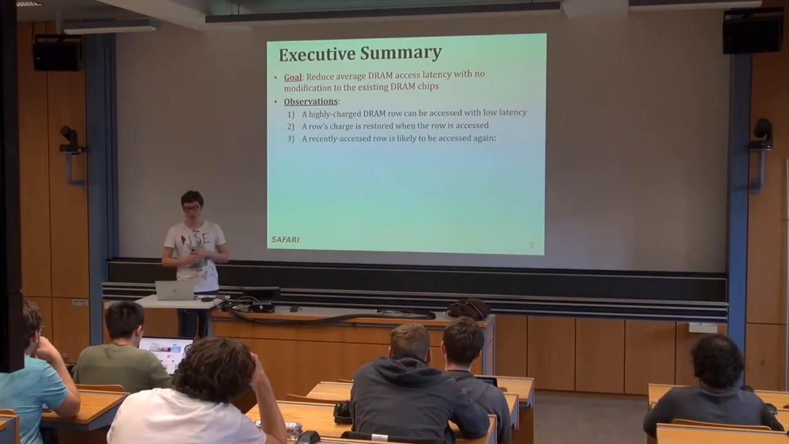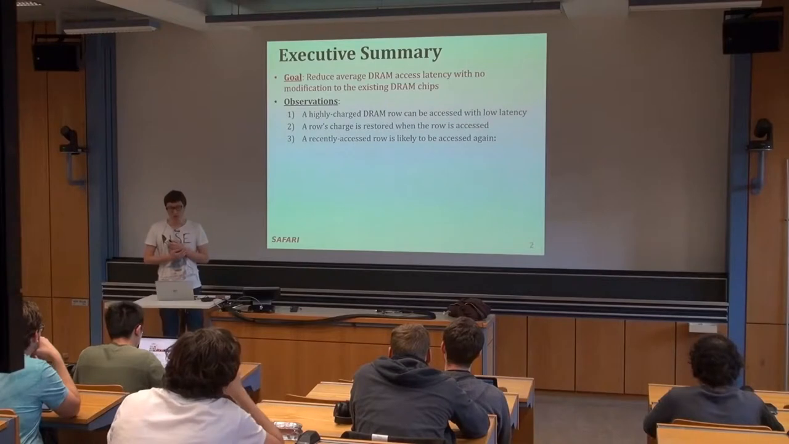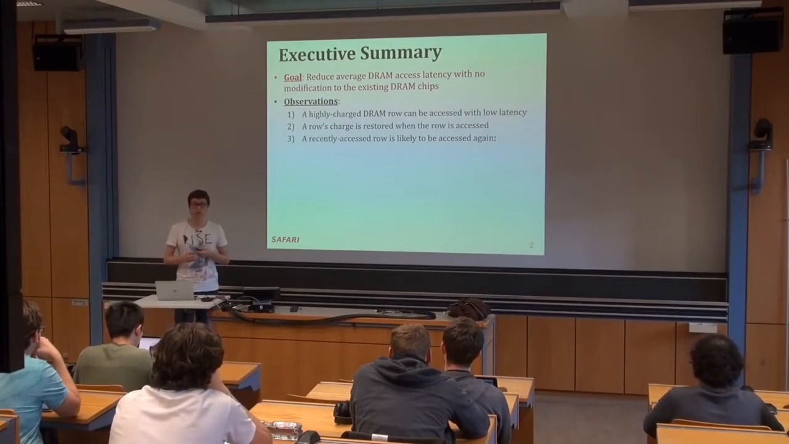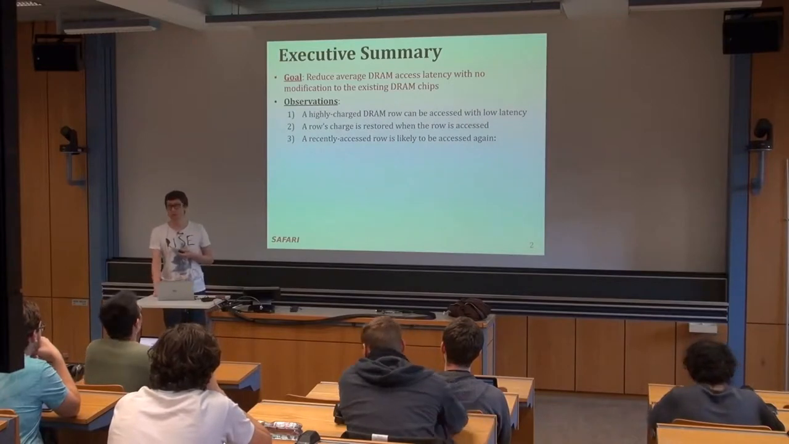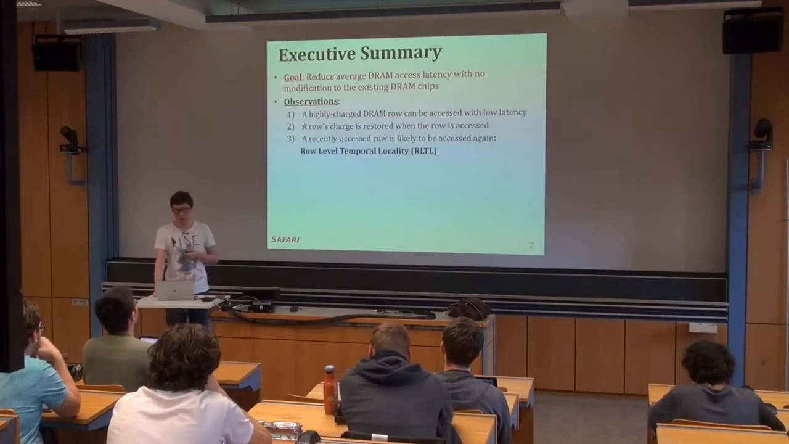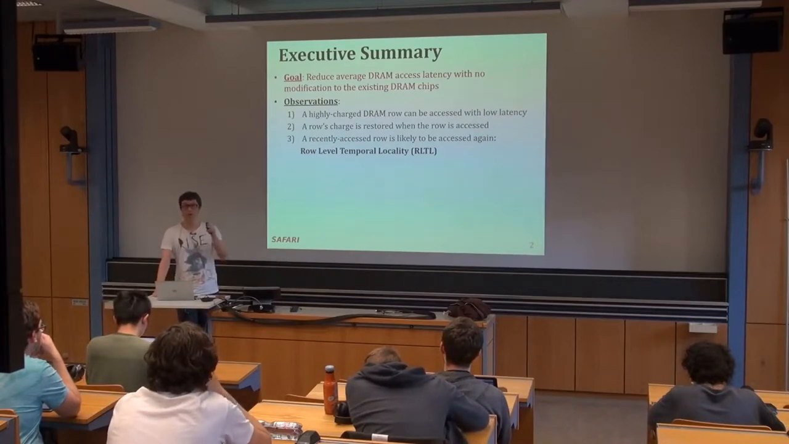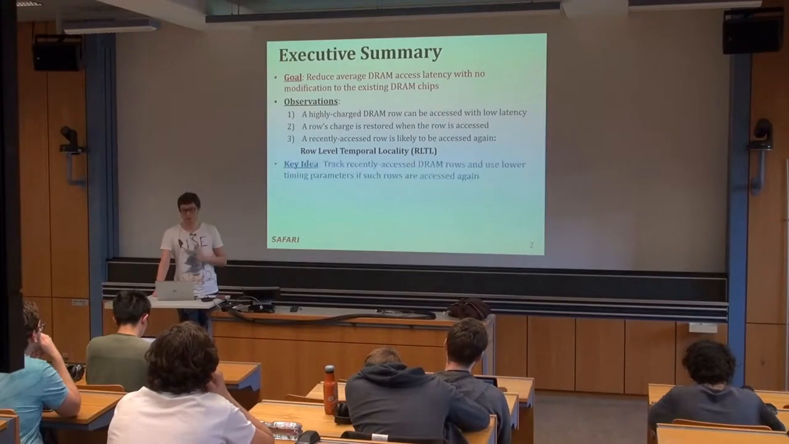And the third observation is that applications that we analyzed tend to access the same rows multiple times in a very short amount of time. We call this observation row level temporal locality, or RLTL for short. Basically, when you activate a row, it's very likely that in a very short amount of time, you will touch the same row, you will activate the same row again.